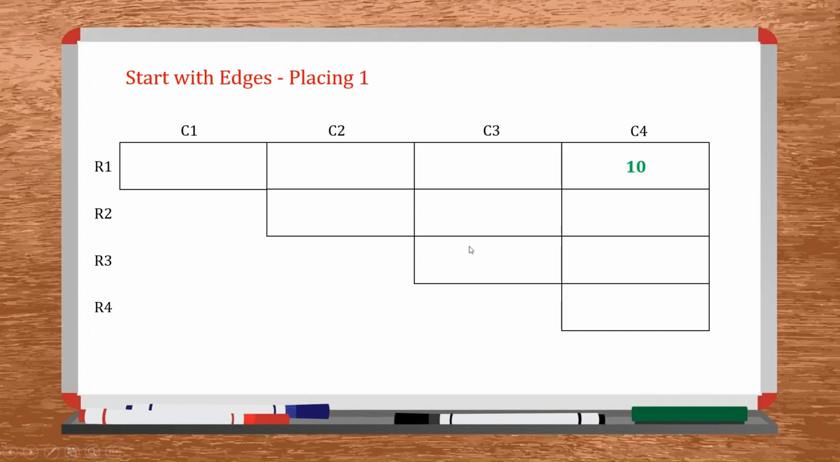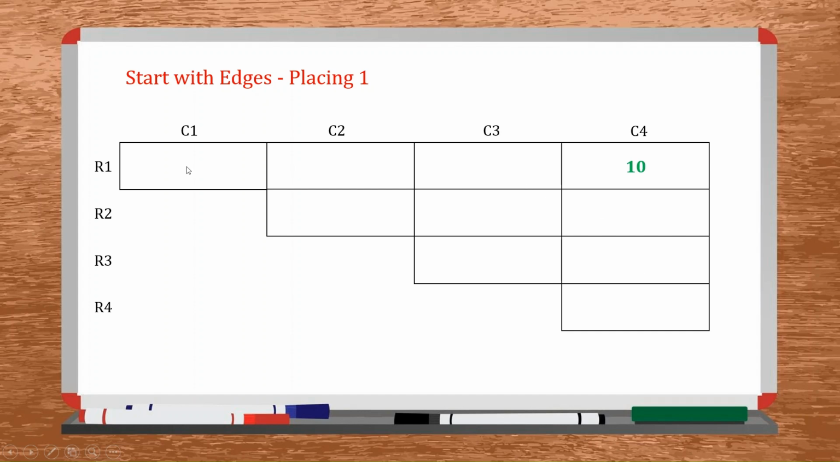Now, let's look at the another edge point that we have. That is 1. The information that we have regarding 1 is it is placed in the same column as 10 or the same row as 10. So this will either fall in any of these 3 slots in R1 or any of these 3 slots in C4.